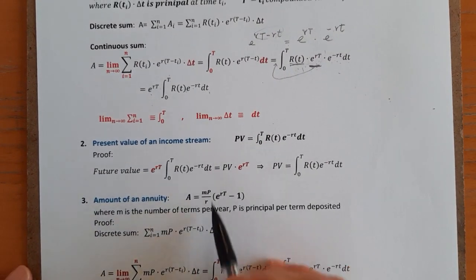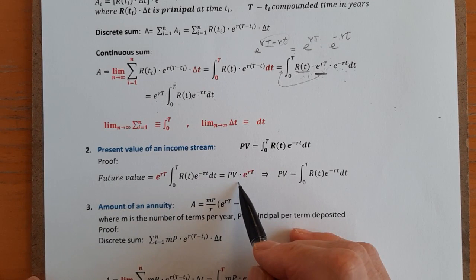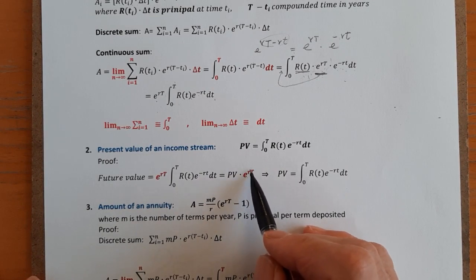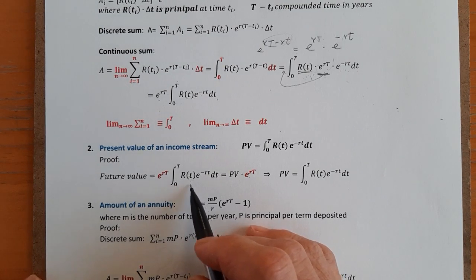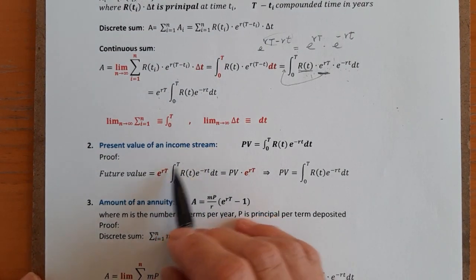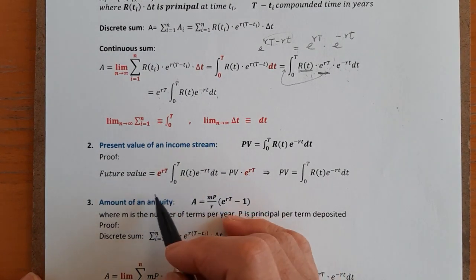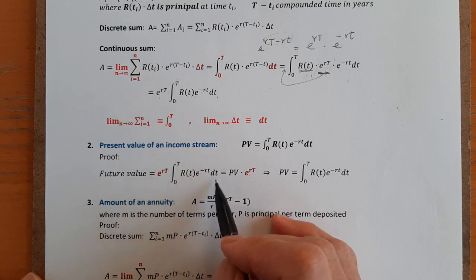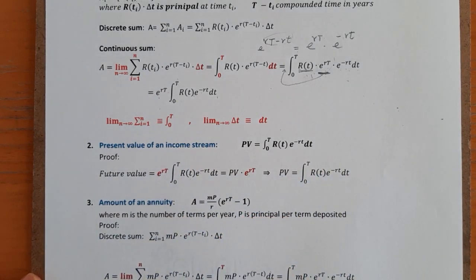Then the principal, which is the present value, times e to the power rT equals the future value, the accumulated amount. Then cancel e to the power rT. So you get the present value equal to this part.